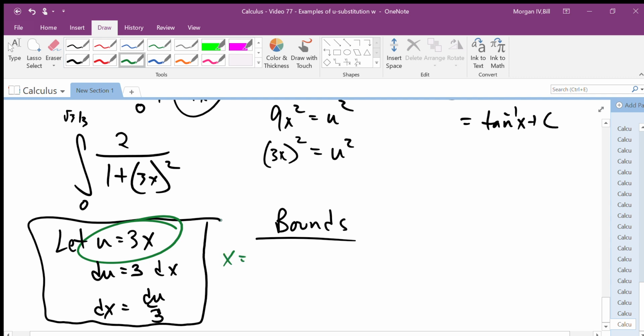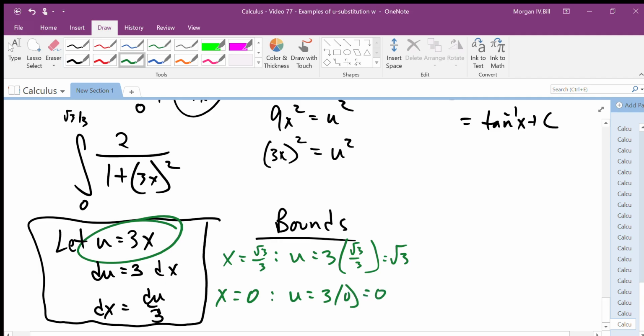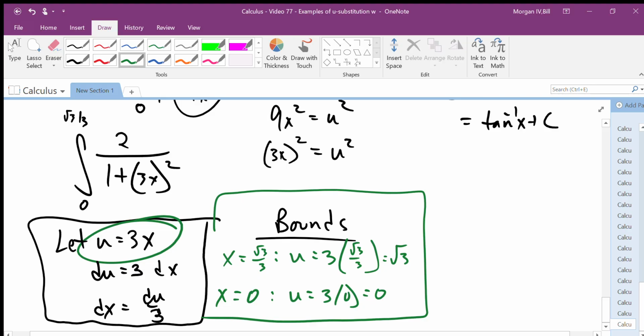My first bound, my top one, is root 3 over 3. My x bound of root 3 over 3, that means u is 3 times that, which is just root 3. So an x bound of root 3 over 3 became a u bound of root 3. An x bound of 0 becomes a u bound of 3 times 0, which is just 0. So 0 stayed at 0. So I'm going to change my bounds to 0 and root 3. And I'm going to do all of the substitution.